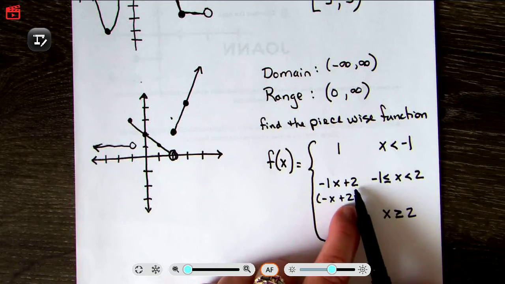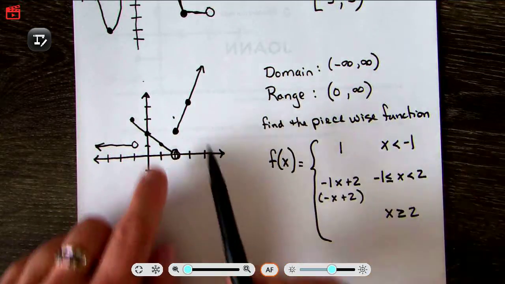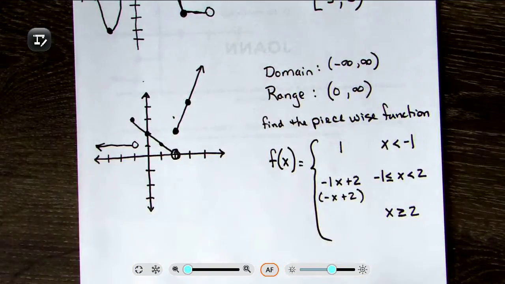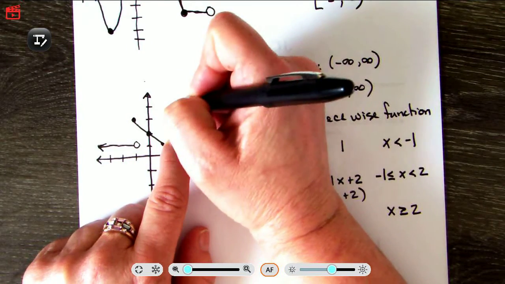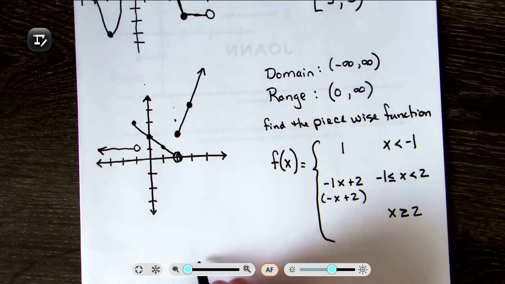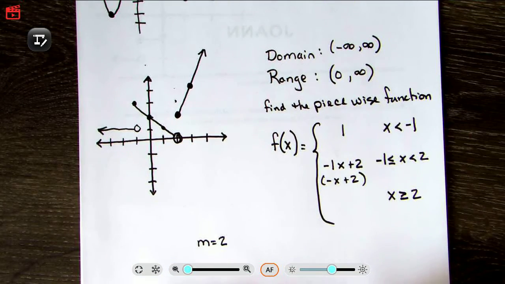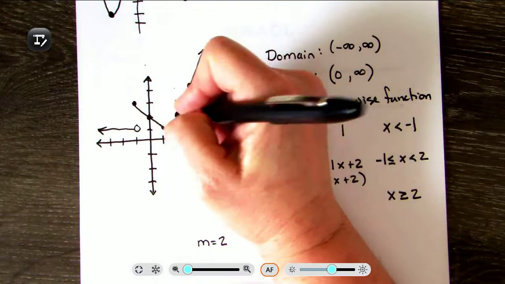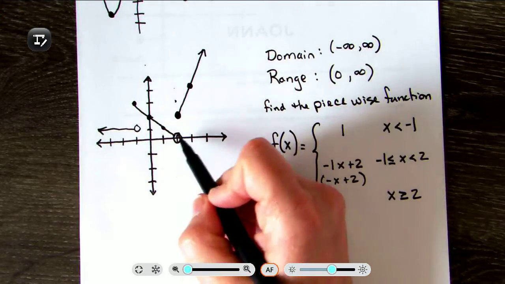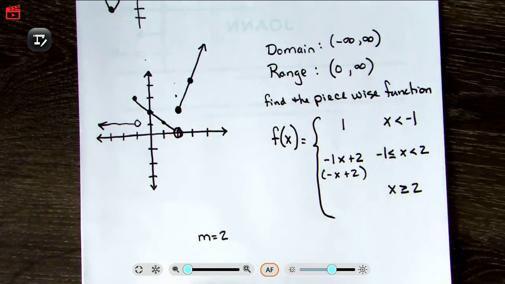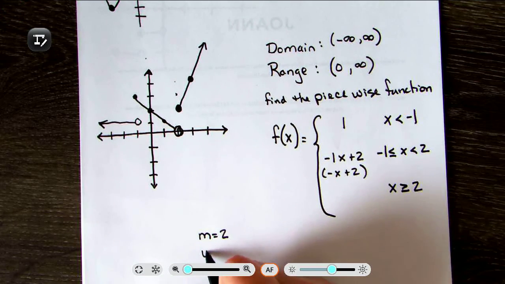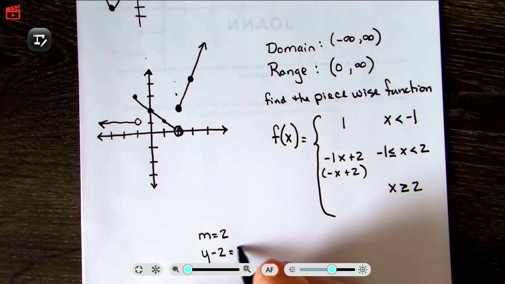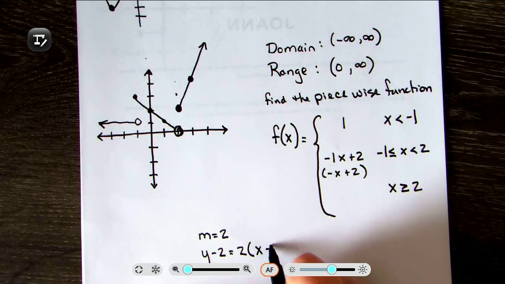Slope-intercept. Here we also have a straight line. Slope on this one is up 1, 2, and over 1. So I've got a slope of 2. And I'm going to use my point-slope form. So here is the point (2, 2). So y minus 2 equals 2 times x minus 2.